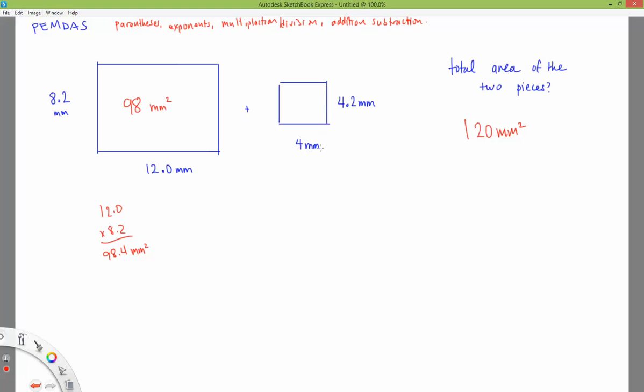Okay, over here, what do we have? 4.2 times 4 millimeters, so we get 16.8 square millimeters. But you have one significant digit because of the 4 millimeters. So that will be 20 square millimeters. Because it's multiplication, we go by the number of significant digits, and we have one digit over here and two digits over here. So our final answer has to have one digit.